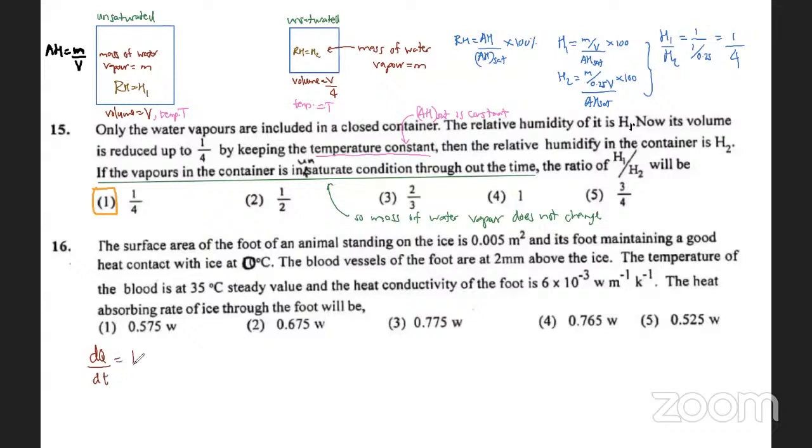dQ by dt is equal to K A delta theta over d. K is given 6 into 10 to the power minus 3 into area is given as 0.005 meters squared. So we can directly put that because it's in SI unit. Temperature difference is 35 minus 0 divided by the thickness is 2 millimeter. There you have to be careful. It should be 2 into 10 to the power minus 3. Therefore, 10 to the power minus 3 is gone, 10 to the power minus 3 is gone. This 2 and this 6 are gone, that's 3. So the final answer we are going to get is 3 into 35 into 0.005. So it's like 0.015 into 35.